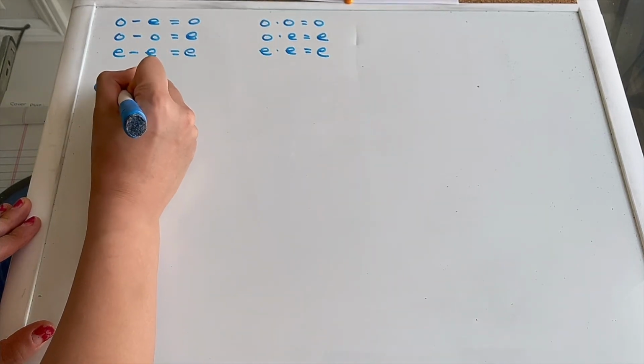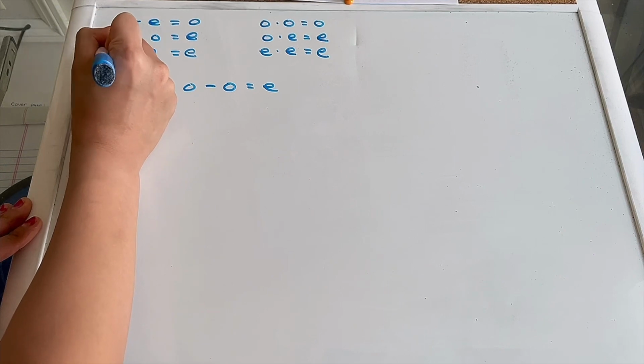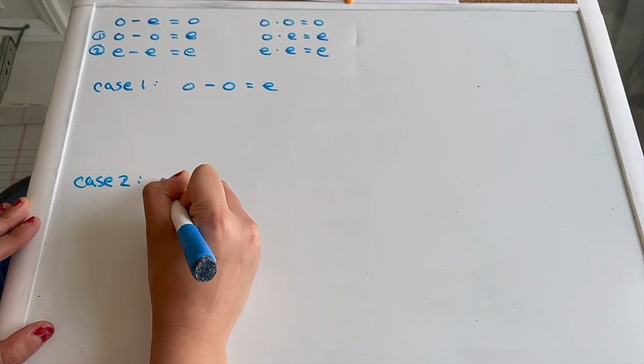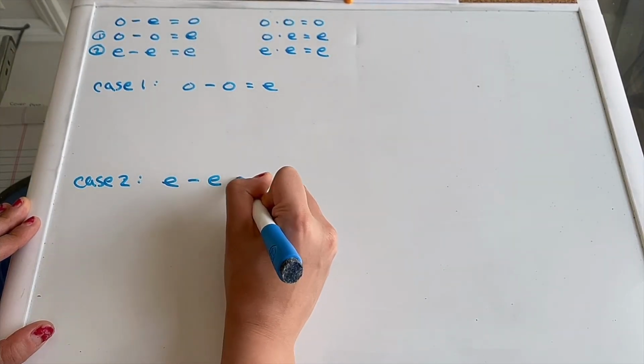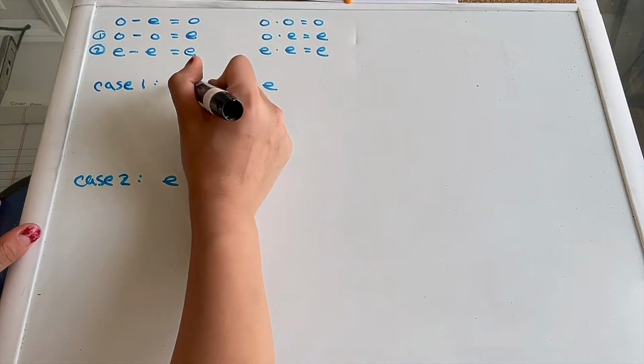The first case is an odd number minus an odd number, from right here. And the second case is an even number minus an even number. So when do these two cases happen? Well, for the first case, how can a product be an odd number? There is only one way. That is if the two numbers are odd.